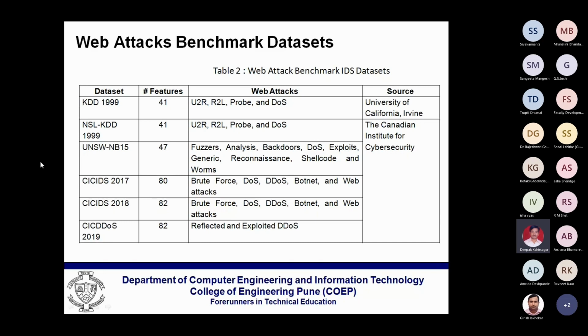So initially, with the evolution of the first dataset, it consisted of 41 features. After that, the old dataset, a well-known one, was refined by the Canadian Institute for Cybersecurity, and they came up with a new compact dataset with 41 features with the same attacks that are present in the KDD. Again, in 2015 they came up with another, because hackers are doing their job very intelligently, and they are coming with new attacks.